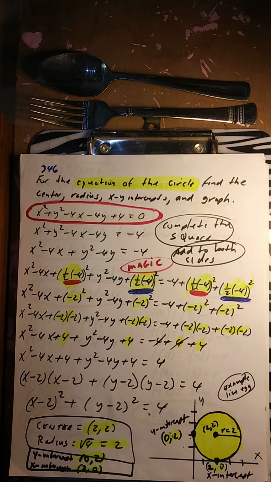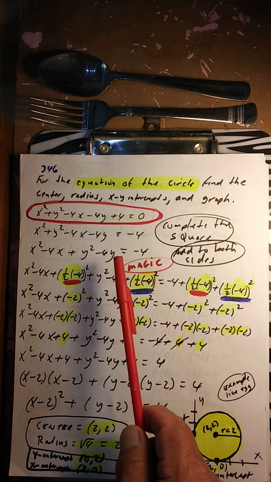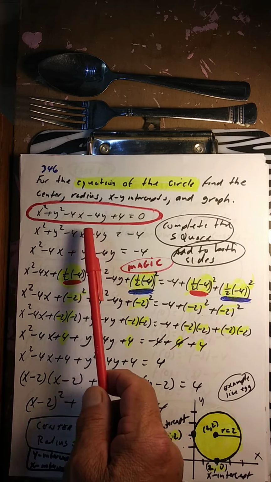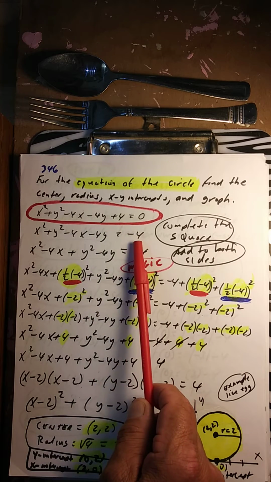Next question. Holy cow, complicated. For the equation of a circle, find the center, radius, x, y intercepts, and graph it. Okay, we're going to complete the square. And we're going to add to both sides. You'll see in a second. So first thing I'm going to do is rewrite it. Put this +4 over here, -4.